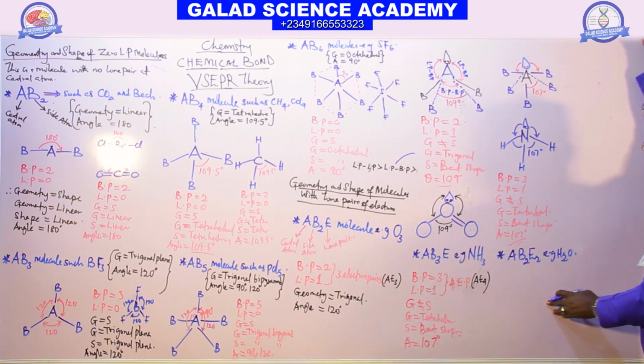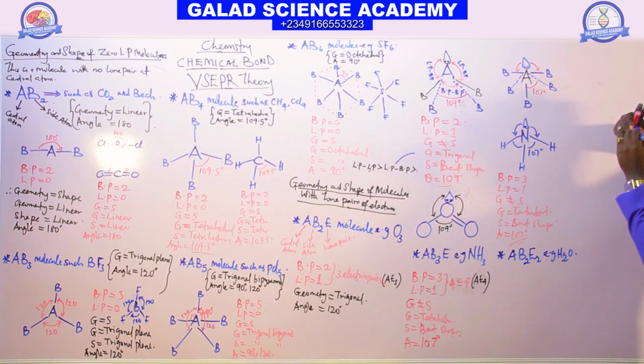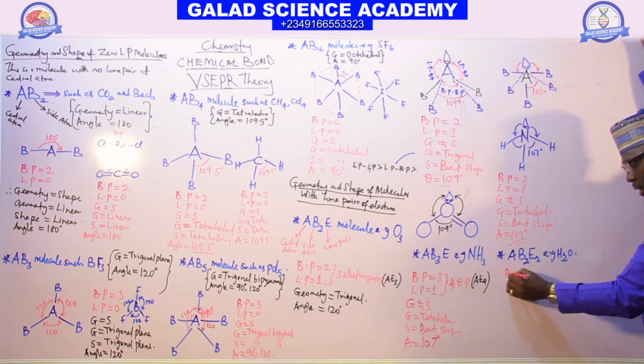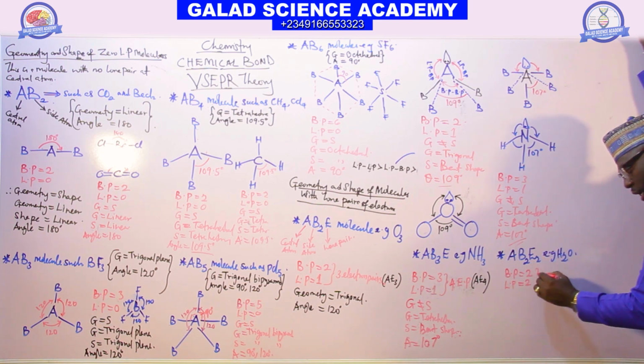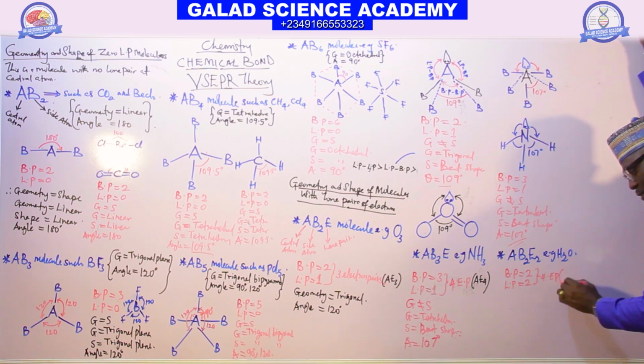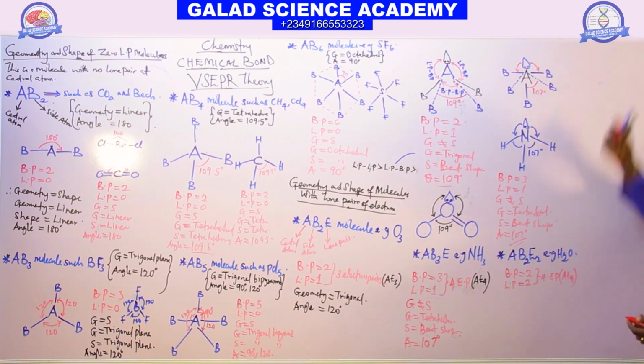So here, what is the bond pair? The bond pair here is 2. Lone pair E is 2. All together, how many electron pairs? The electron pair is the sum of these two, 4. That is, you have AB2E2, which is AX4.